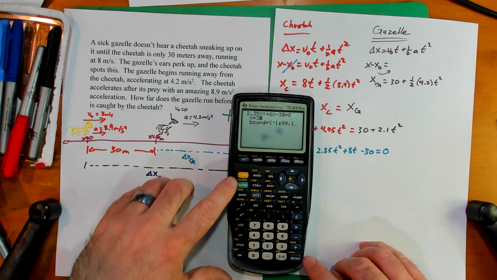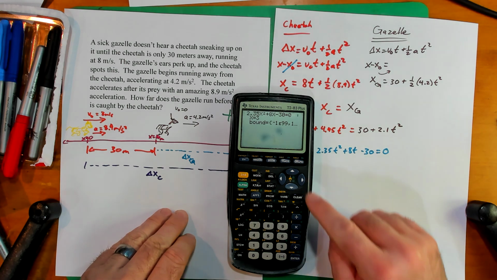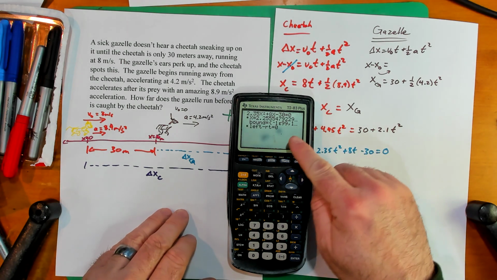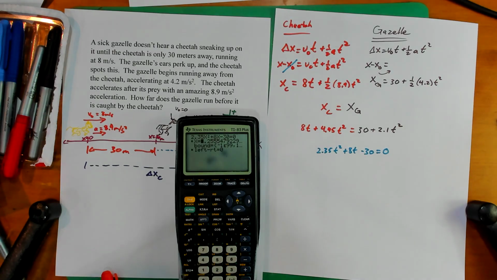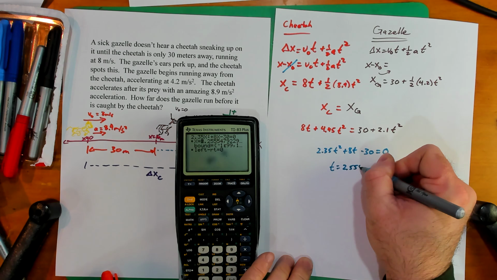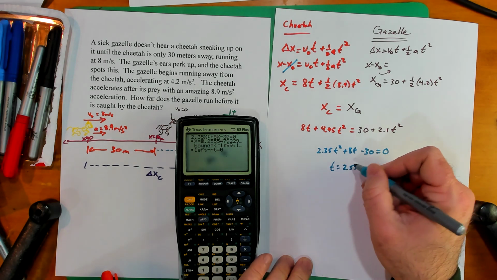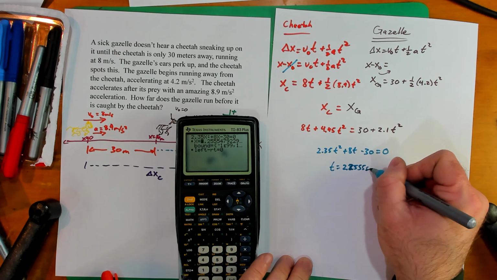To do that, I've got to hit alpha to get the green solve. It thinks about it, and then it gives me a number. It says, hey, 2.2555 seconds. So that is when the time is.